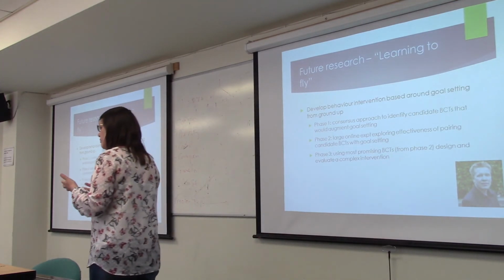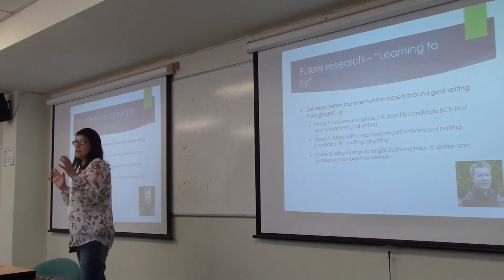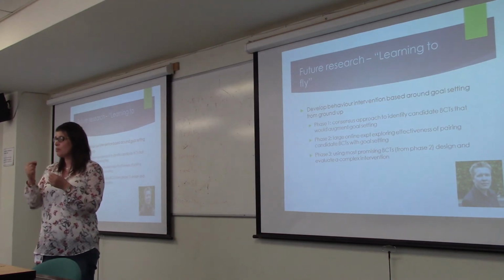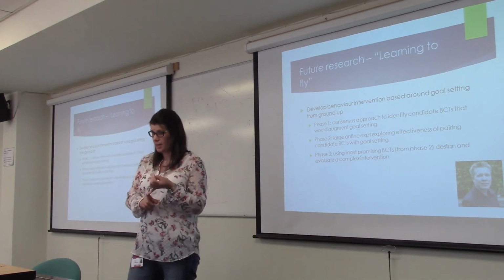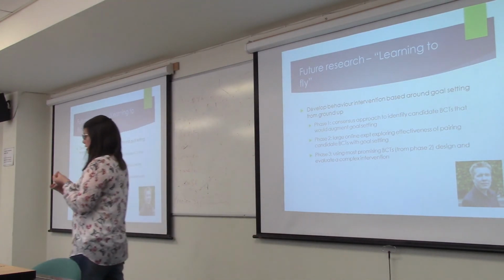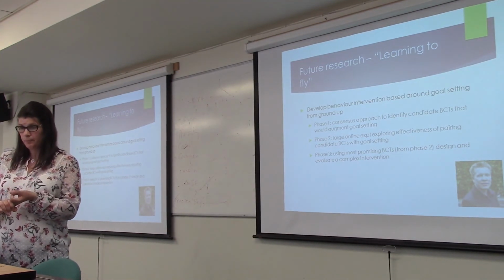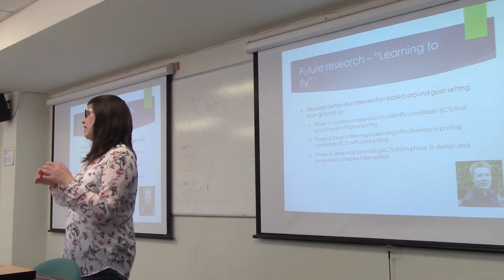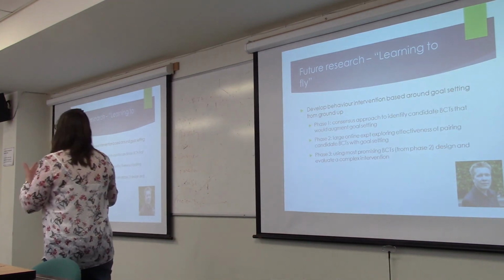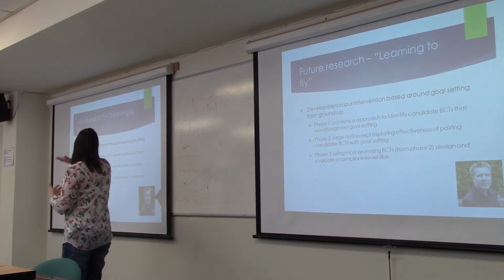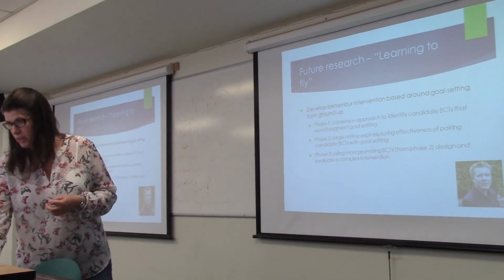And then we can go on to the third phase, where we form a complex intervention based around goal setting, taking the most promising behaviour change techniques from phase 2. These could be the ones with the largest effect size, ones that people have managed to do adequately, or that people like. And we can design and evaluate a complex intervention in a large randomised controlled trial. So it's just taking a different approach, building it up from the ground up, and seeing if we can get optimal goal setting interventions.